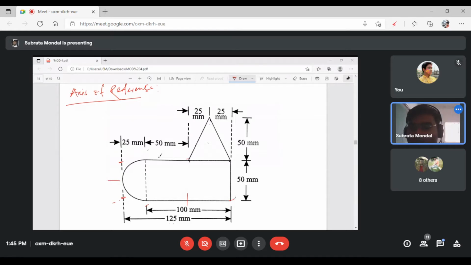Devobroto. Yes, sir. Just tell me what should be the reference axis. When we are trying to solve a problem like this, what should be the reference axis that we can consider? What point? Which are the two points? Just tell me that.